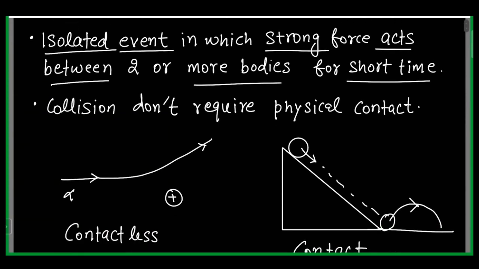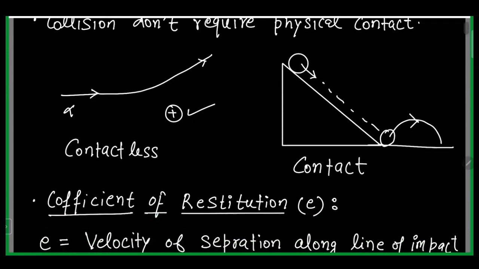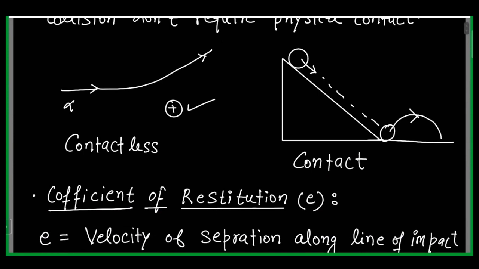Now, it is not necessary that collision should have a physical contact. Collision can happen even without physical contact. Hopefully you remember the Rutherford experiment. What is the Rutherford experiment? So an alpha particle is coming and it is deflected from the nucleus, the gold nucleus, you remember. So it means without contact, the alpha particle scatters.